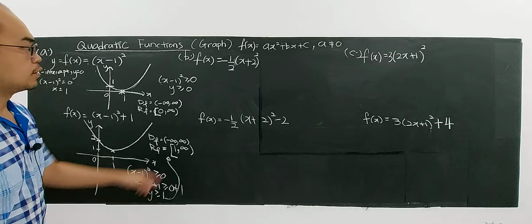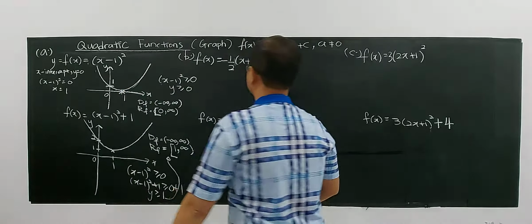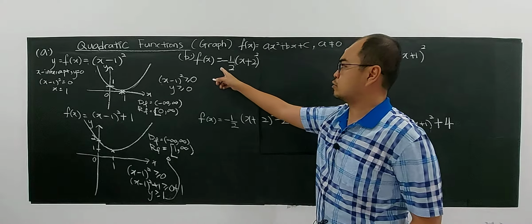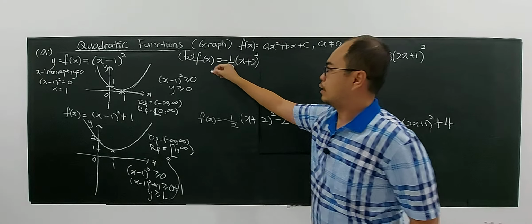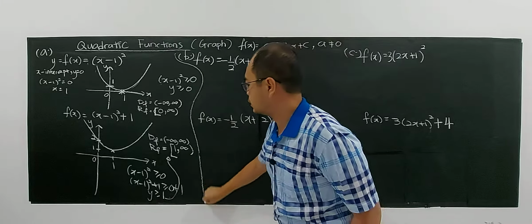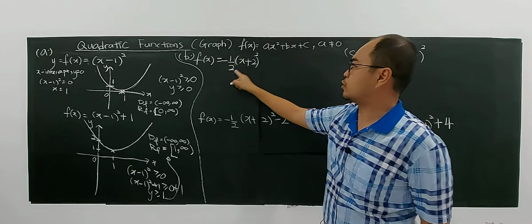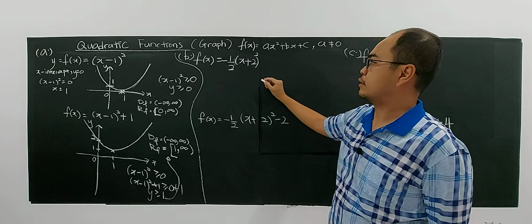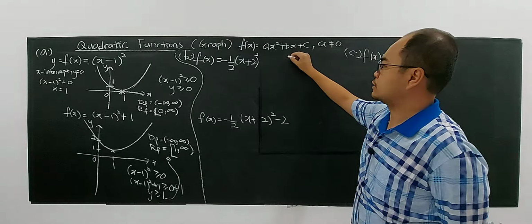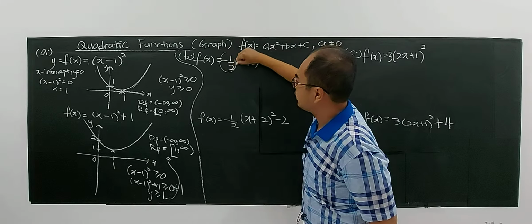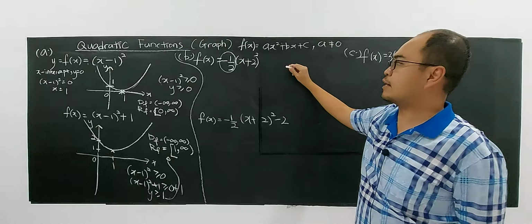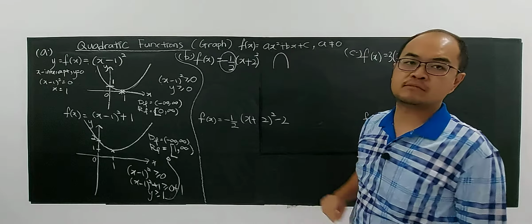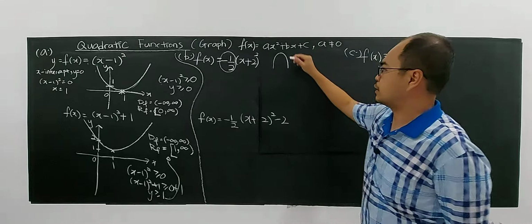Okay, let's look at this one. f(x) equals negative 1 over 2 times x plus 2 square. It doesn't matter, but there is a negative here. Can you see that? If negative, the graph will open downwards. As simple as that.